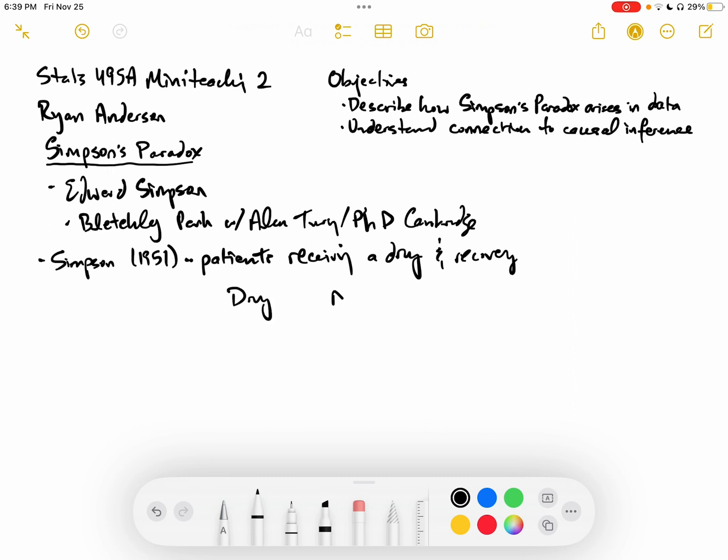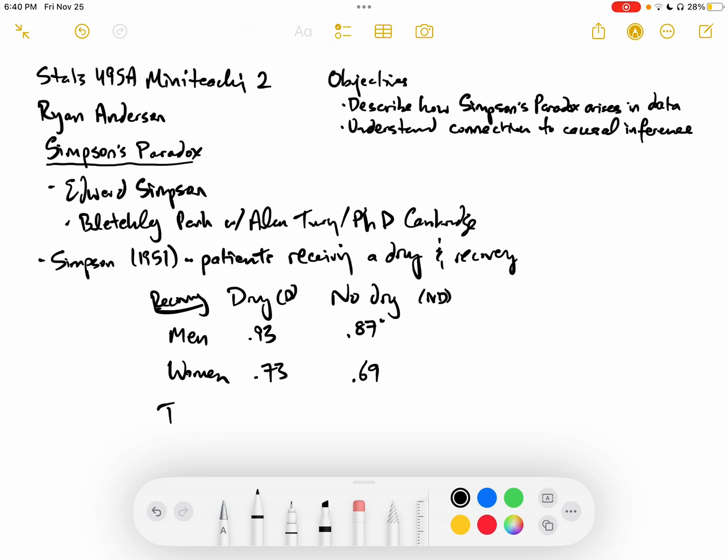So drug versus no drug in terms of recovery, and I'll write this as D, ND, and then we'll separate this out by men and women, and that will be sort of important for the overall experiment. So 0.93 recovered for men with the drug, 0.87, 0.73, and 0.69. So that all looks well and good. Well, let's look at the totals. We have 0.78 and 0.83.